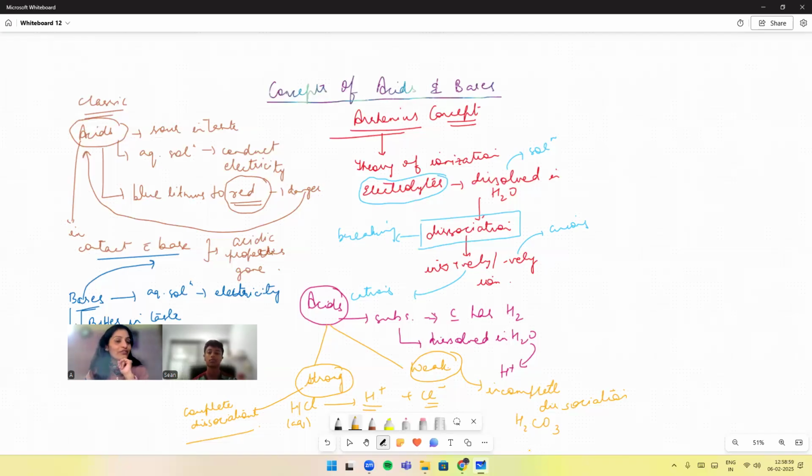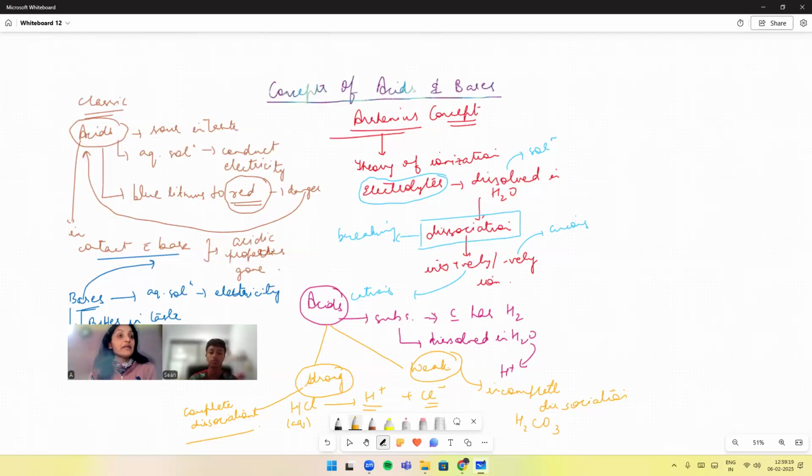But if you just think of when you take cold drink, sometimes it enters our nose and we have a burning sensation, right? Sometimes. So why this burning sensation? Because obviously it has acidic properties. So I hope this is clear to you, right?